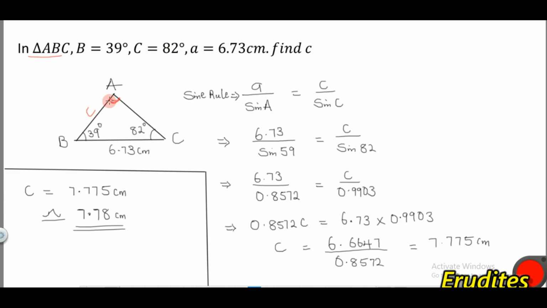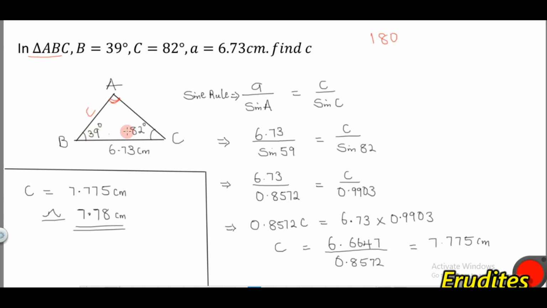Is to look for the angle here. And how do I look for the angle here? Remember, the sum of angles in a triangle is equal to 180 degrees. If you add 39 plus 82 plus what is here, it should be equal to 180.